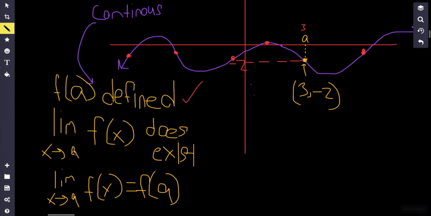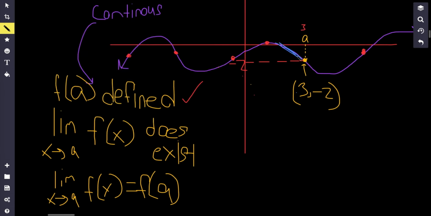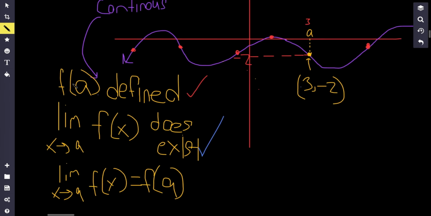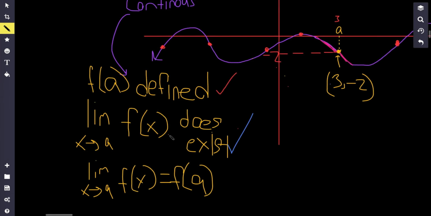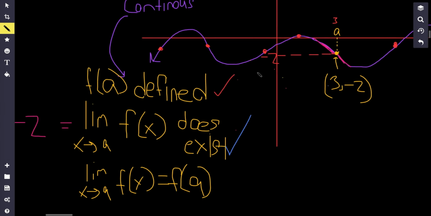The limit as x approaches a of f of x does exist. Notice how as I approach point A from either the left side or the right side, it approaches the same value. So yes, it does exist. And finally, the limit itself, right? We said how this limit right over here is equal to -2, because as our x value approaches 3, our y value goes to -2.